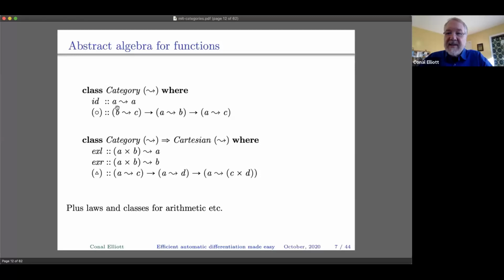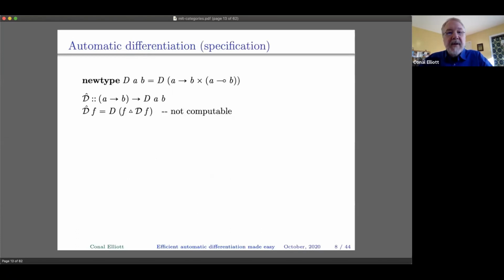Categories have identity and sequential composition. Cartesian categories add on three other operations, left and right projections, and this parallel composition operator. Okay, and it has its laws as well. Now, I'm developing this implementation in Haskell. So the first step to be able to give another category, well, we have one category in Haskell that we already know, which is just regular functions. But I'm going to be defining another category, which is differentiable functions, and there'll be a few others.